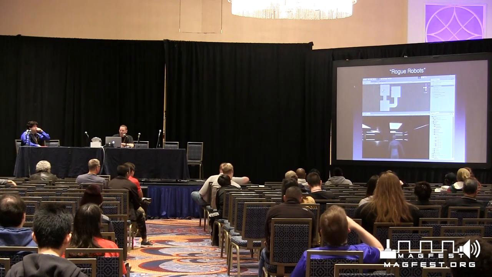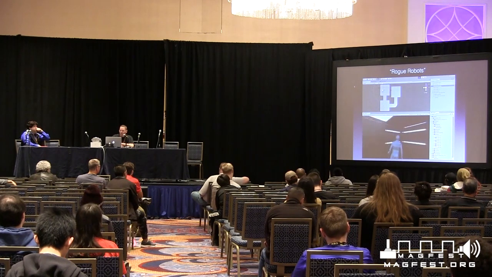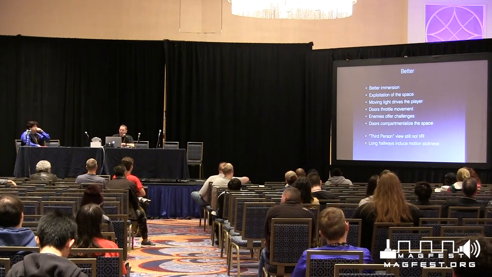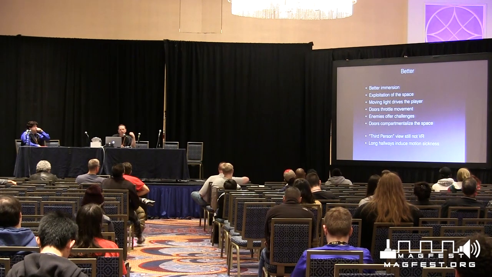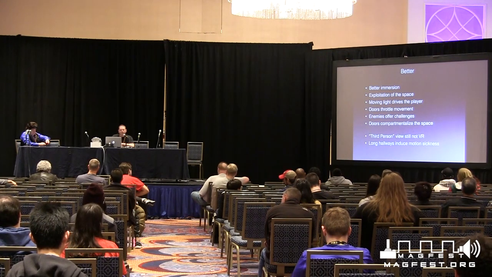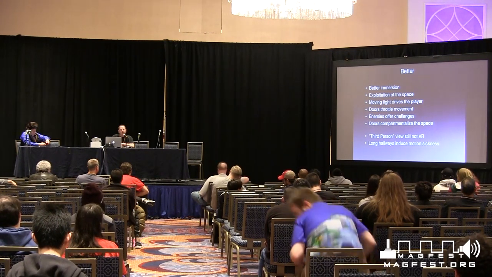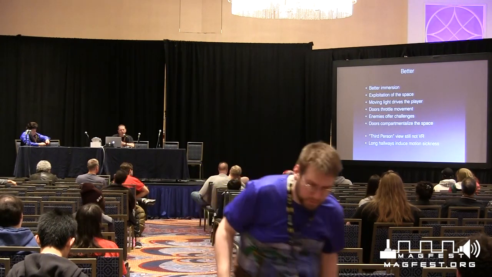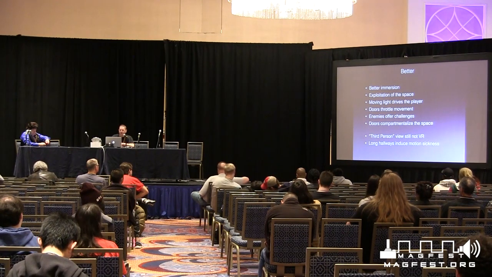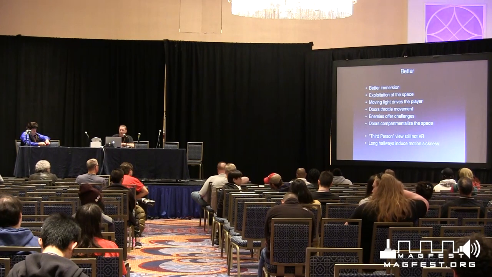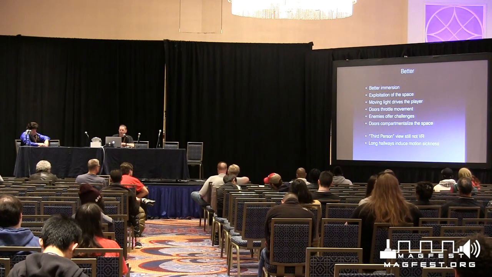But you know what? I didn't continue with this prototype. It has better immersion. It exploits the space. That moving light drives the player. It's a cue that says, you're supposed to go this way, follow me. The doors throttle the motion, so the doors help to limit the motion sickness, and they also offer partitioning of the space so that you have room after room after room, so you can have challenge after challenge after challenge. So the doors compartmentalize the space, and the enemies, the robots, offer a challenge.